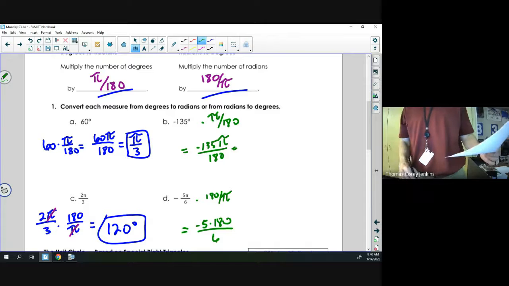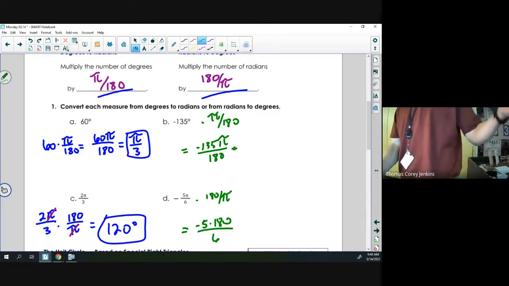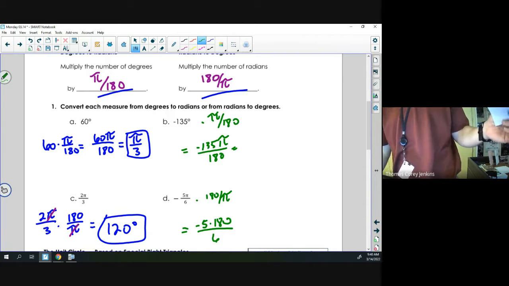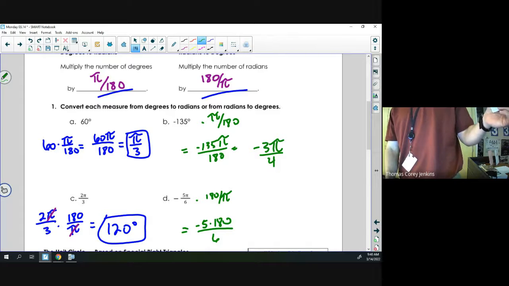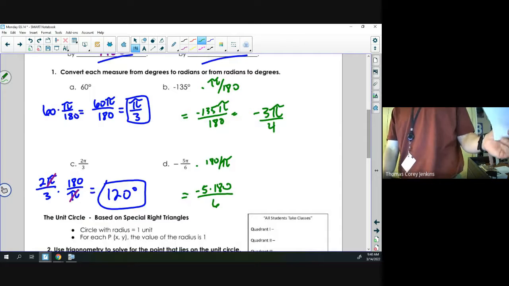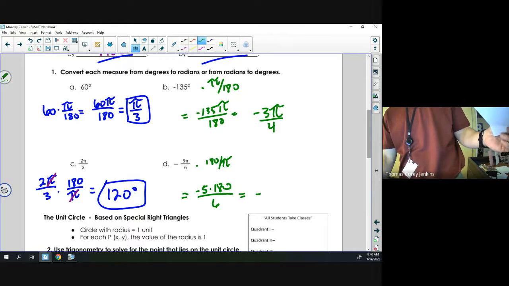All right, so on B, we are kind of trying to reduce negative 135 over 180. That's really all we're trying to do. That's negative 3/4, so then my final answer would be negative 3 pi over 4. And then on D, just trying to reduce negative 5 times 180 over 6, that is negative 150.